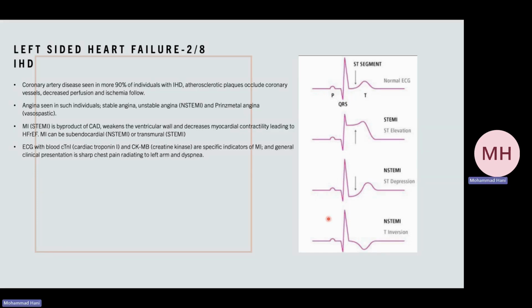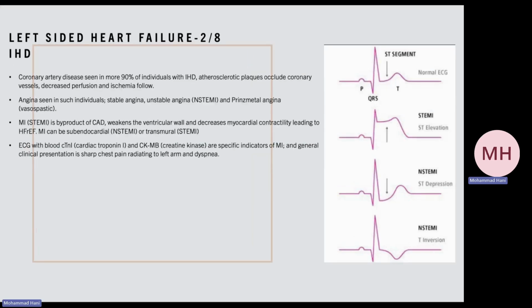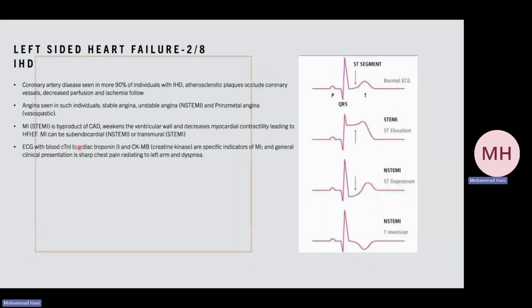The best way to test for myocardial infarction in the lab is obviously ECG. ECG would either show ST elevation or ST depression. Then to confirm, you can also do blood tests for cardiac troponin I, which is cardiac specific, and CK-MB, which is also myocardium specific. Both of these should be elevated for it to be confirmed as a myocardial infarction. The general clinical presentation of a patient would be sharp chest pain radiating to the left arm, dyspnea, etc.